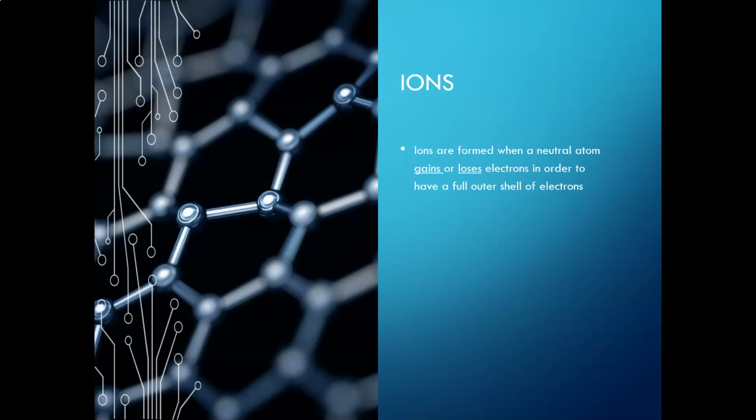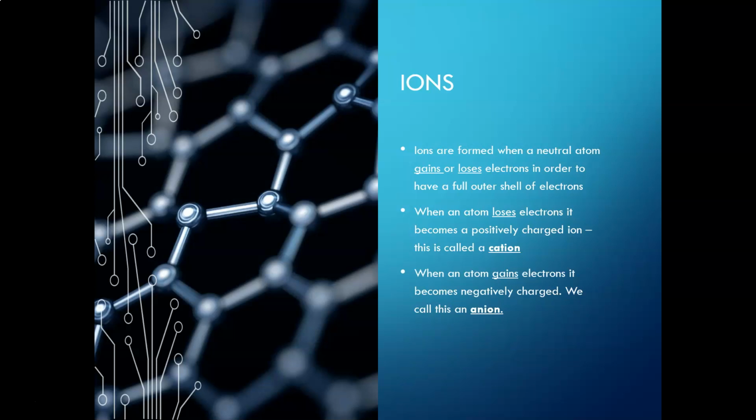Now, ions are formed when a neutral atom gains or loses electrons in order to have that full outer shell. So we talked about that last time with our metals. Now, when an atom loses electrons, it becomes positively charged. So there's more protons than there are electrons, so it's now got that positive charge. It's called an ion now because it's not balanced, and it is a cation. It's positively charged.